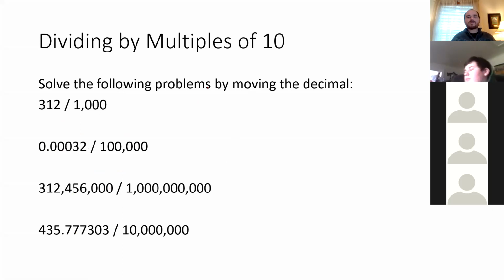So now we're going to divide by multiples of 10. But one nice thing about this is that we can just do the exact same thing, but in reverse. So instead of counting the zeros and moving our decimal place that many spots to the right, we're going to count our zeros and move it that many spots to the left. Remember our decimal in whole numbers is at the end. We're going to move it 1, 2, 3 spots to the left. Our decimal goes here. You get 0.312.